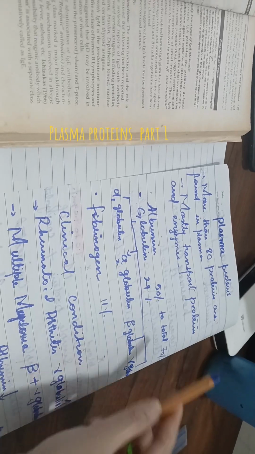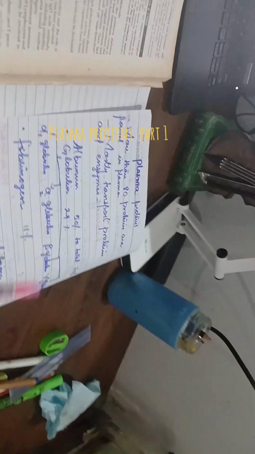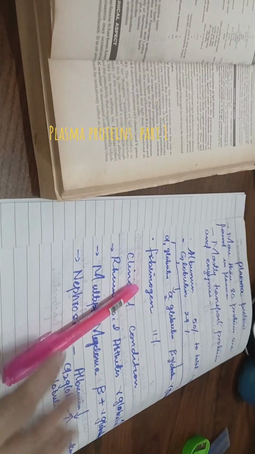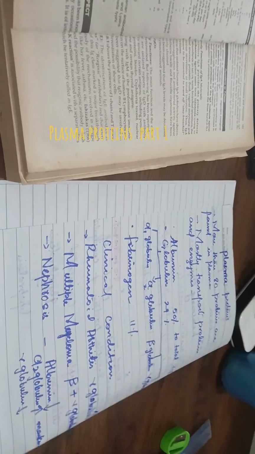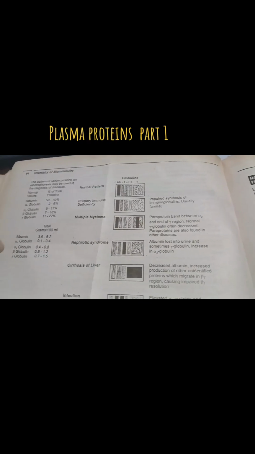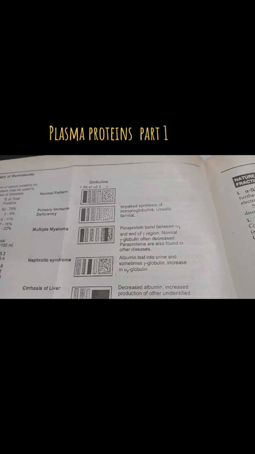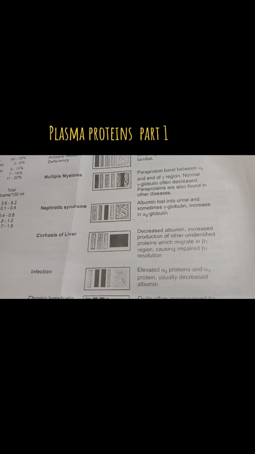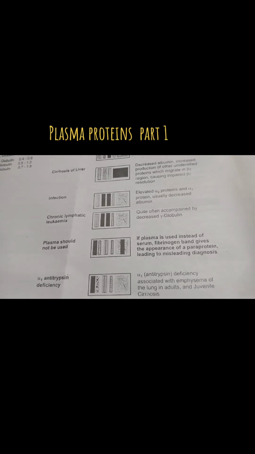So plasma proteins are markers of multiple diseases like multiple myeloma, in which beta and gamma globulin are increased, and M proteins, which are called monoclonal proteins, which are abnormal immunoglobulins like antibodies. These are mostly increased in diseases like multiple myeloma. Multiple myeloma is a type of blood cancer.